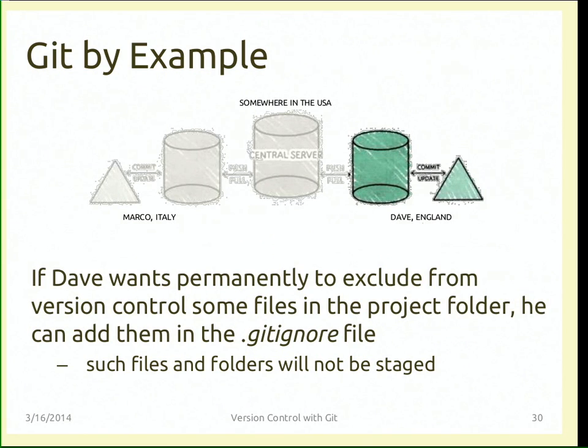What if Dave wants to exclude some file permanently from all these operations? Well, there is a file in Git named .gitignore, which is a text file. Inside this file, you can write all the names of the files, or the extensions of the files, or the directories that you don't want to put in your repository. So if Dave has a trial.txt file, he can open .gitignore and put trial.txt inside, and this file will always be ignored by the version control system, as if this file doesn't exist.